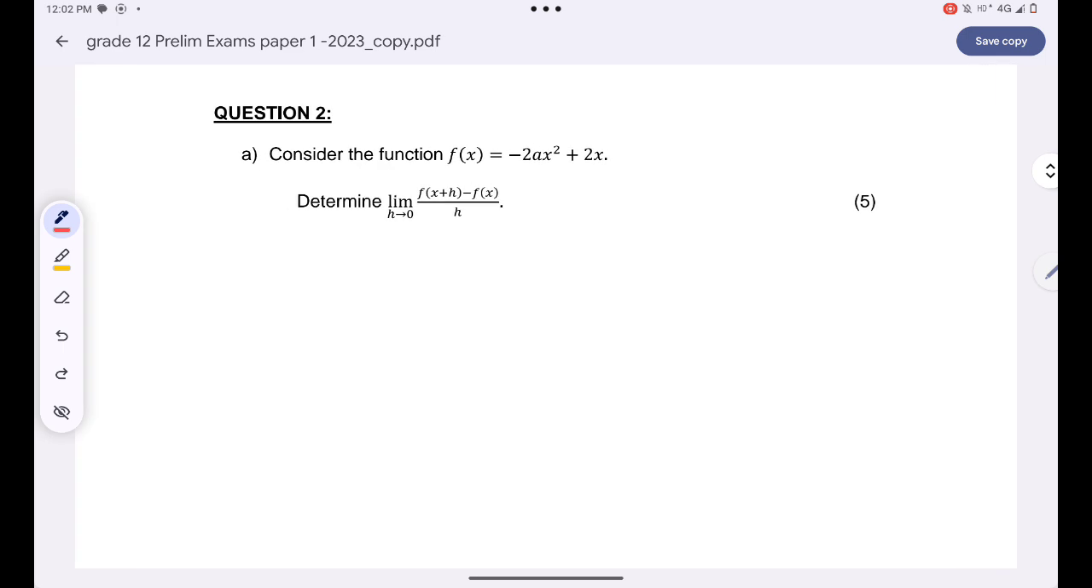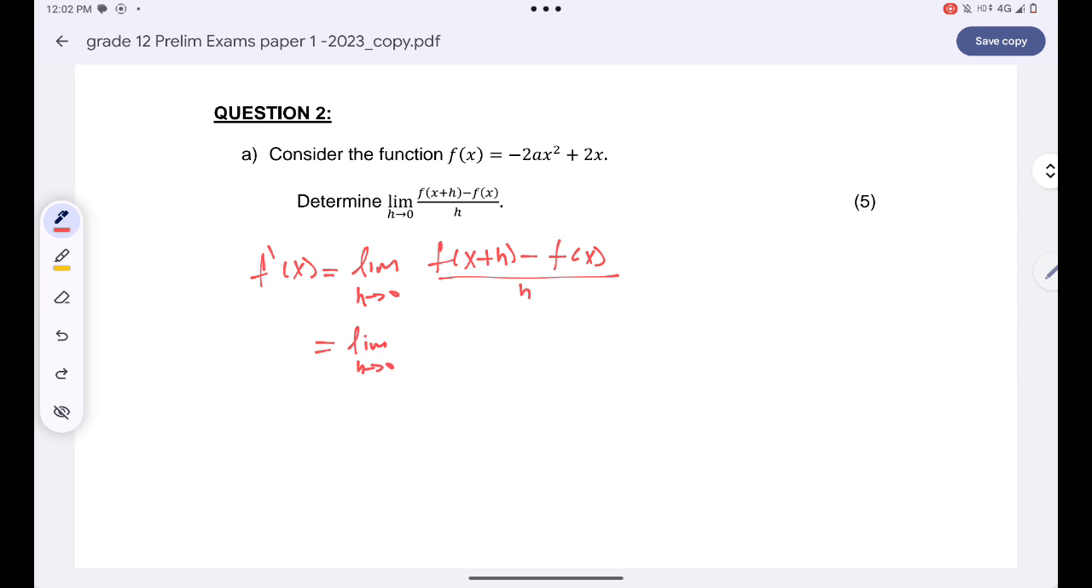Okay, we are told to consider the function f of x. We are supposed to determine the limit. We are basically supposed to determine the derivative, because this expression is just equal to the derivative of f of x by using first principles. So I know that f prime of x is equal to the limit as h approaches 0 of f of x plus h minus f of x all over h. Then all I have to do is substitute.